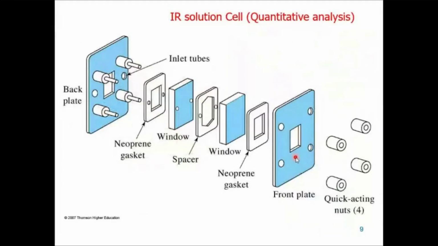This is another representation of the same thing. These are the two metal halide windows. There is a spacer or gasket over here. Here will sit the liquid. It will be sandwiched between two windows. Then these neoprene gaskets will hold these windows together on these screws.